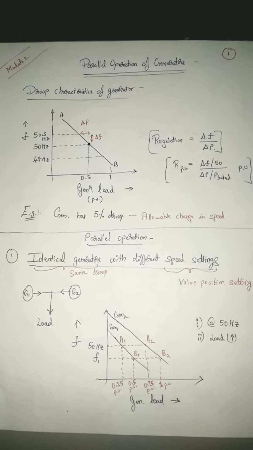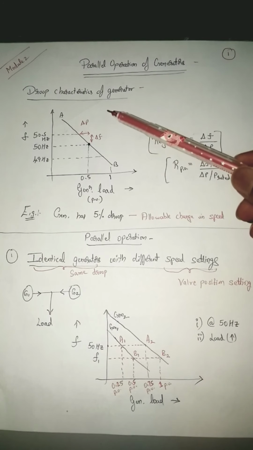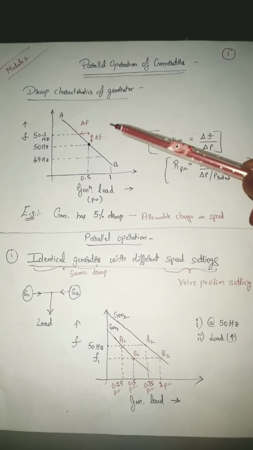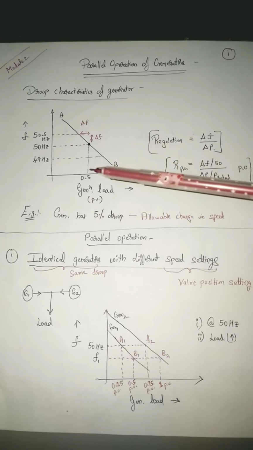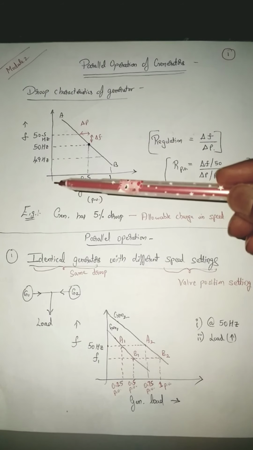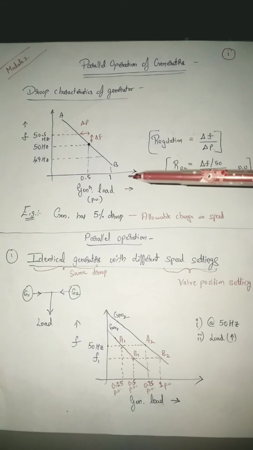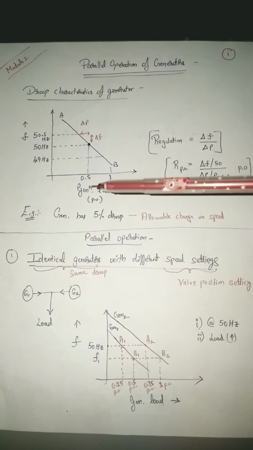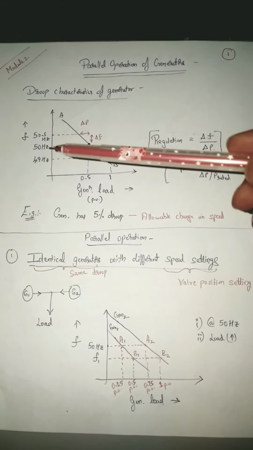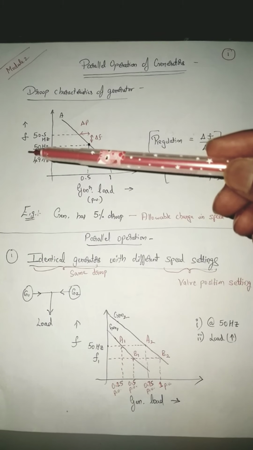Coming to parallel operation of generators, before understanding the parallel operation, you need to understand the droop characteristics of the generator. You can see the first graph here, which shows the droop characteristics of the generator. This is a plot of frequency versus load on the generator. On the x-axis you can see load on the generator expressed in per unit, and on the y-axis you can see frequency expressed in hertz.